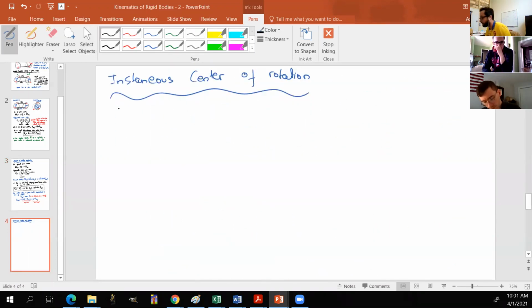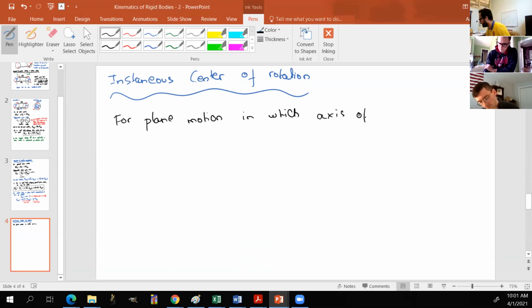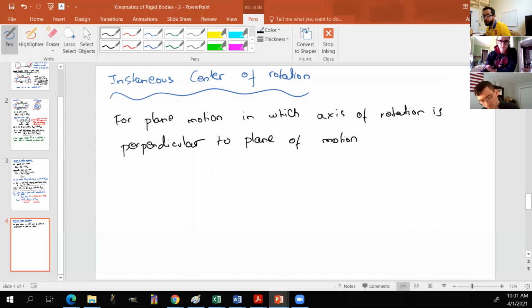All right, so for plane motion in which the axis of rotation is perpendicular to the plane of motion. This is just the definition of general plane motion that we keep writing again. So these theories are only valid for general plane motion.